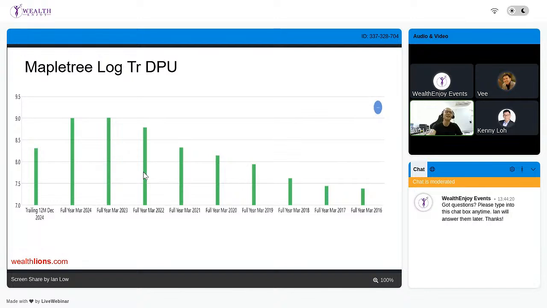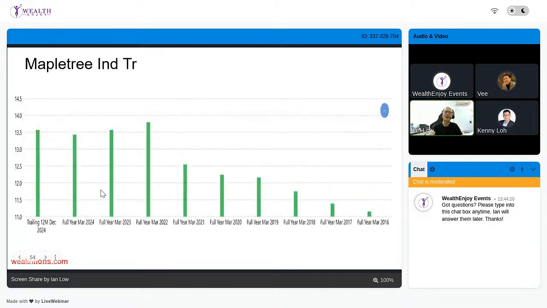Mapletree Logistics, fantastic performance all these years. And I think the recent DPU and recent earnings are coming down, but I think this is only a blip. In the long run, the share price coming down, I am very happy. The more it comes down, the happier I am.